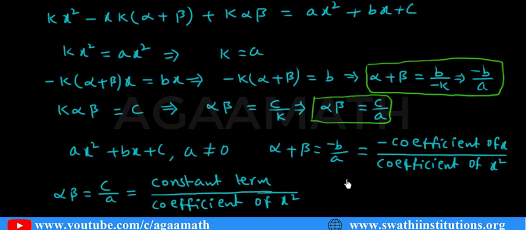So here this is the proof for the relation between the zeros and the coefficients. So here alpha and beta are the zeros, their sum is nothing but minus b by a, which is minus coefficient of x by coefficient of x square, and product of the zeros, that is alpha into beta, is equals to c by a, which is nothing but constant term by coefficient of x square. Here this is a proof, children.